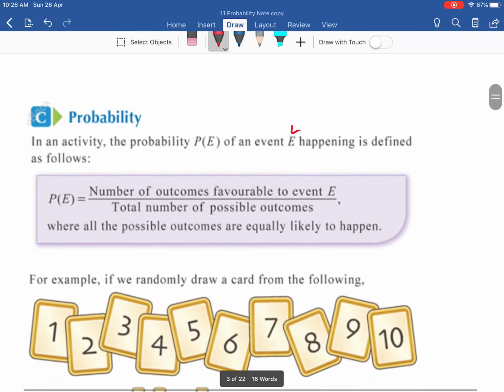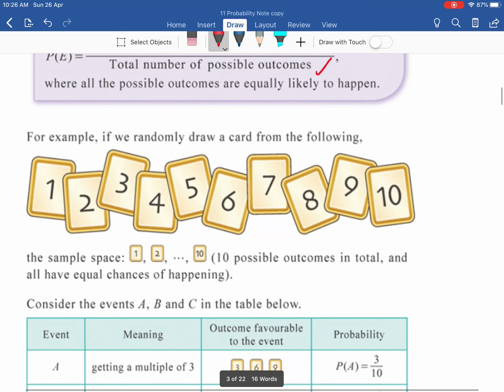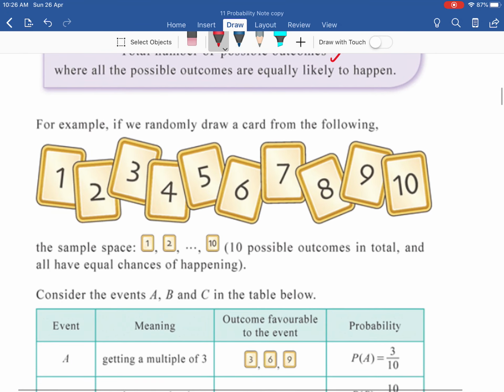Probability of an event E. We write the probability of an event E as the number of outcomes favorable to event E divided by the total number of possible outcomes. You may not understand very well. Let's raise a few examples.